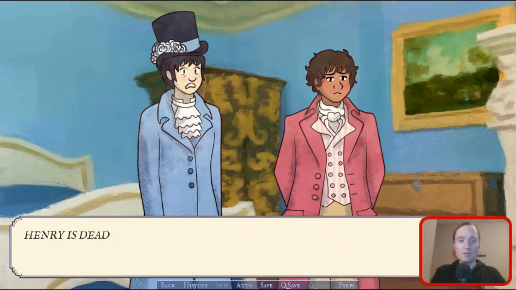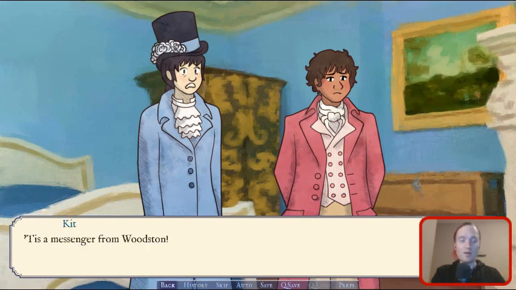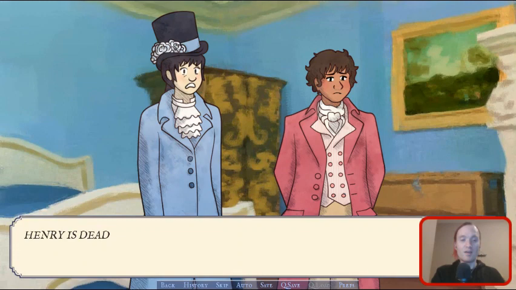"Henry is dead." Who's Henry? I don't remember who Henry is at all. Wait, go back one. Okay, hold on. A messenger from Woodston. Henry is dead. Henry was the name of Helen in the original. Oh, maybe it's a mistake then. Also, of note, interesting here, the font changes size midway through the word Henry. It does. So maybe they didn't swap that. Maybe it's a glitch or something.